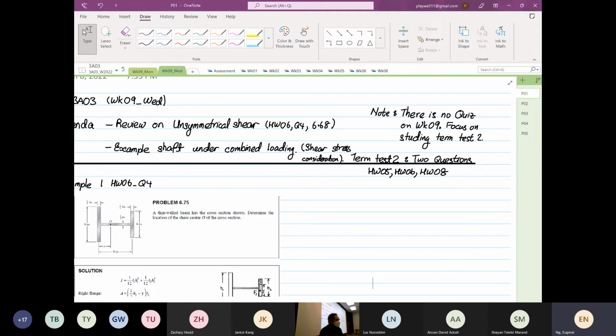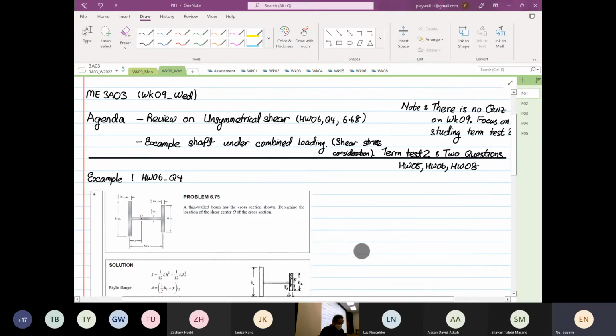Now, term test 2, I've finished setting the questions. I've also posted the formula sheet on Avenue to Learn, and I made an announcement. So please review with the formula sheet, okay? It's enough for you to do your questions. I still have students asking me what homework they should focus on. Homework 5, 6, and 8. Okay. So those are the homework that you should be focusing on.